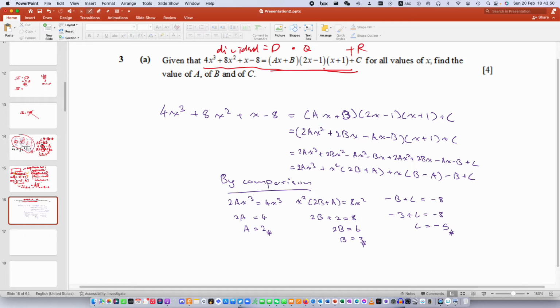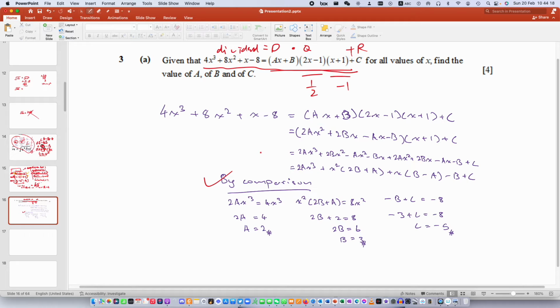You need to find the A, B, and C. So based on these two, you need to sub half in and sub minus 1 in. Of course you can use comparison. Are you using comparison here? Yes. What if you don't?